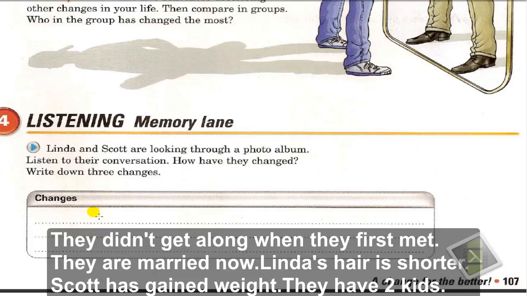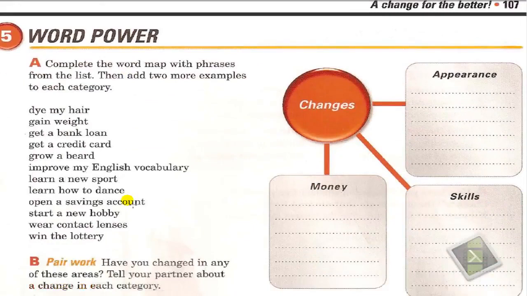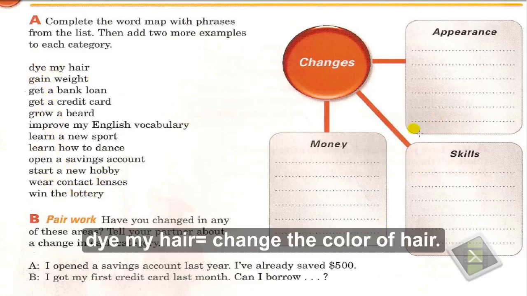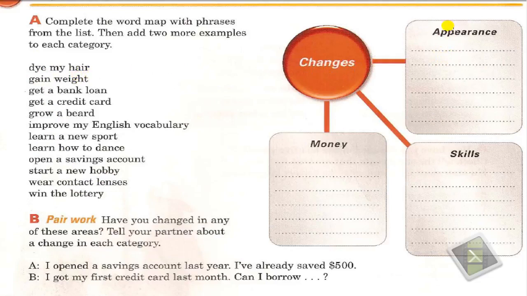Exercise number 5. Word power. In this exercise, you complete the word map with phrases from the list, then add 2 more examples to each category. So here we have changes, money, shape, appearance. We have different phrases. You write every phrase in the section, like dye my hair. This is appearance, shape, or money.